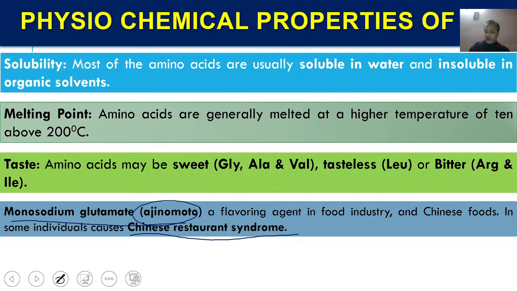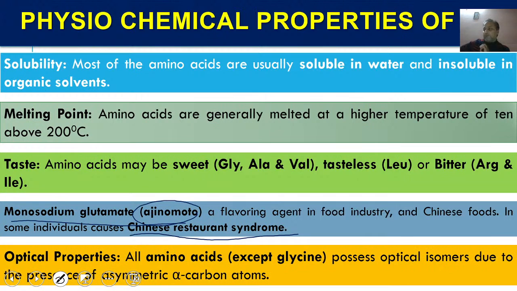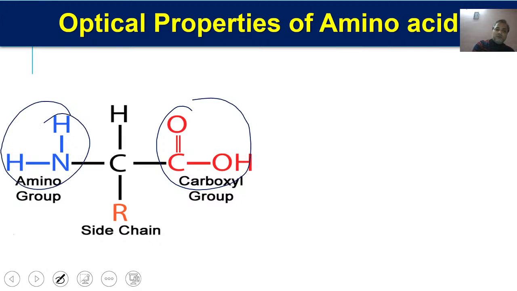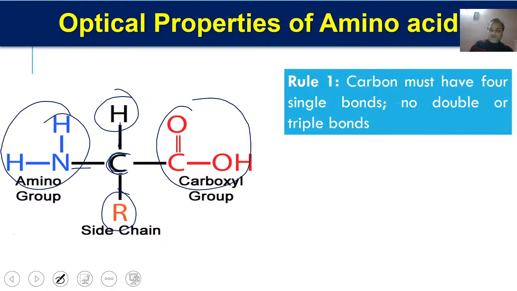So this is about their taste. Now, optical properties. Yesterday also we have seen it. Every amino acid has a central carbon, and along with the central carbon we have 4 single bonds, and the 4 single bonds have 4 different groups. One side has the COOH group, the other side has the amino group, the third side has hydrogen, and the fourth side has the R group. This is the central carbon.